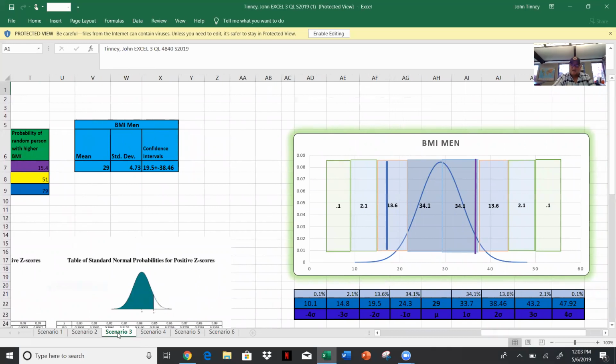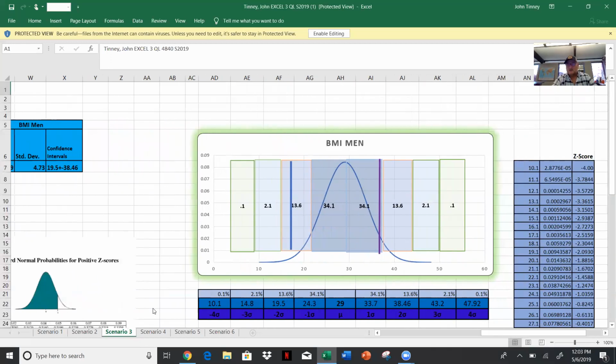I've got it at 33. So I probably got mine just a little off on where mine is. It probably shouldn't be all the way over there, maybe a little more than half, but I think I've got them pretty close to where they ought to be.